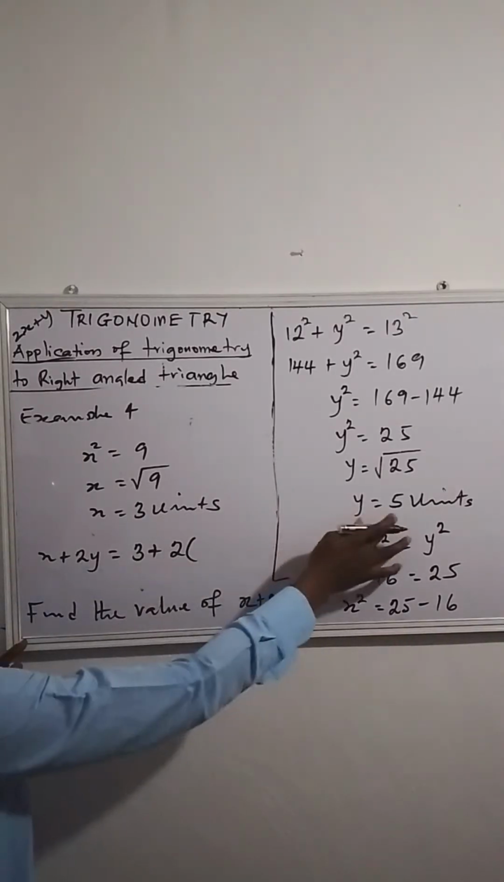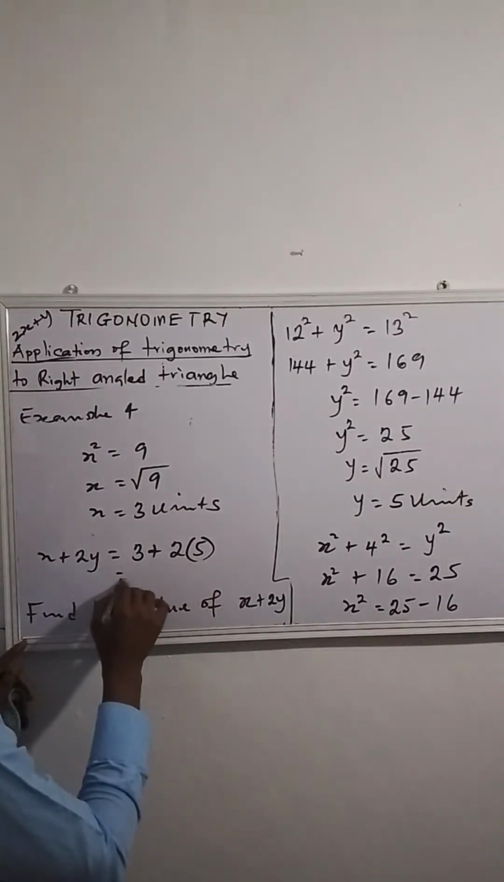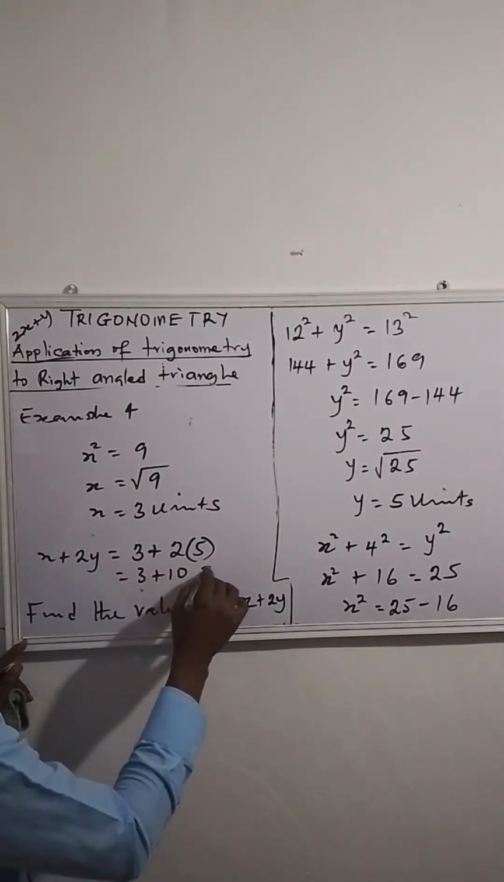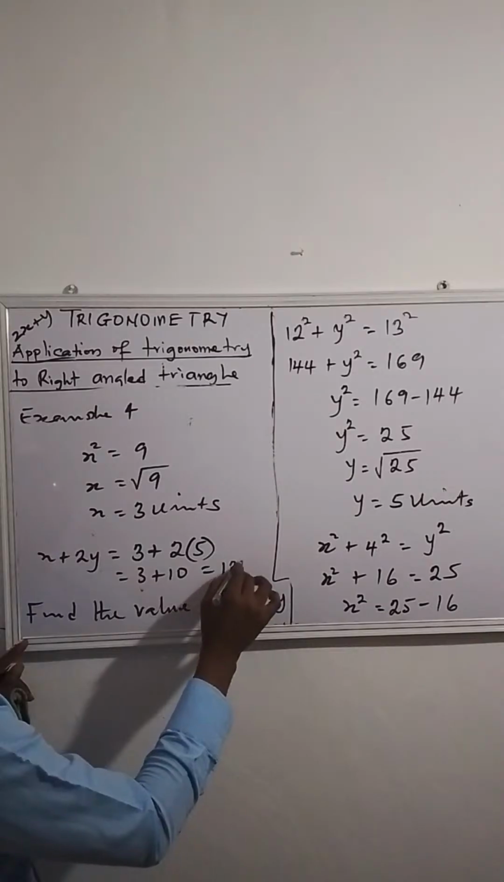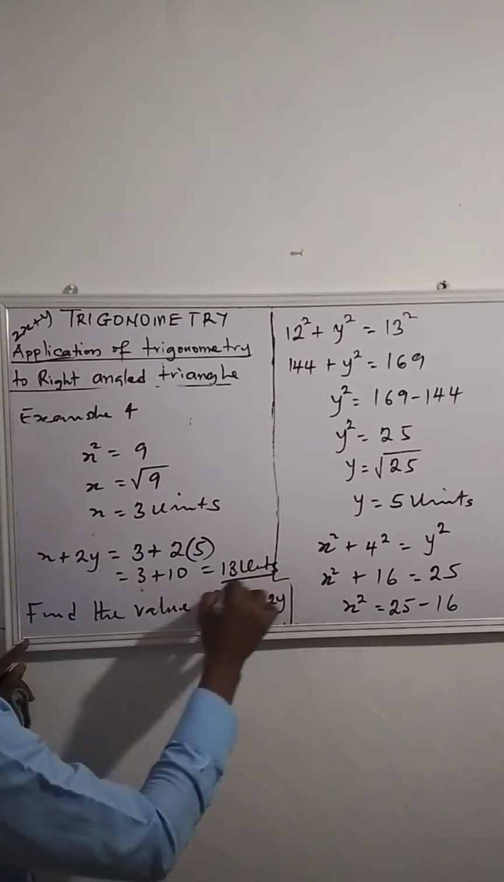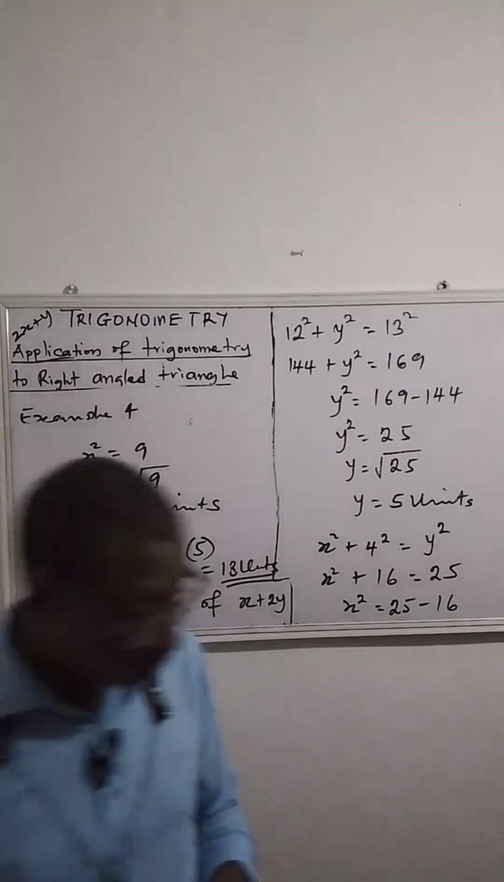What is the value of y? 5. We have 5. So the answer is going to be 3 plus 10, and that gives you 13 units. 13 units. So that is the answer to the problem.